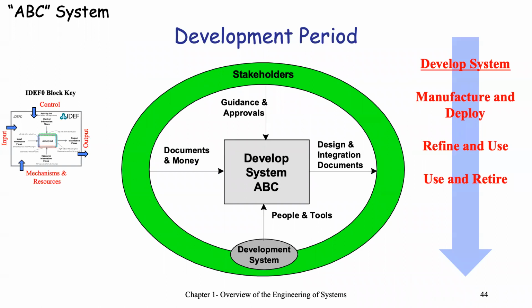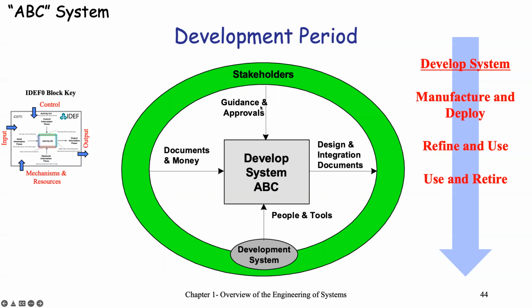So this is just a pictorial example. This is more going towards what's called this IDEF0 block approach to capturing what they're calling in general an ABC system. I'm just going to have a couple charts that talk about the development, the manufacturing, deployment, the refine and use, and then the use and retirement. We won't be using the IDEF0 in detail, but I'm just going to walk through this as we see.